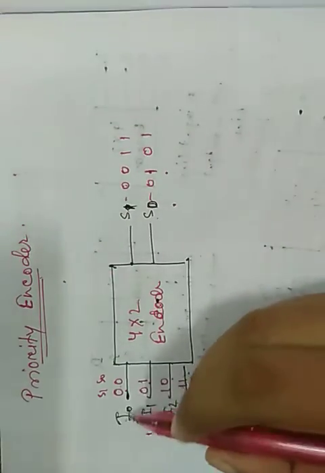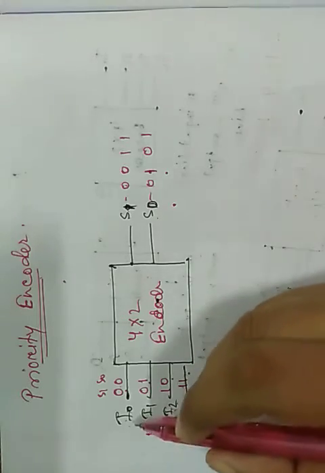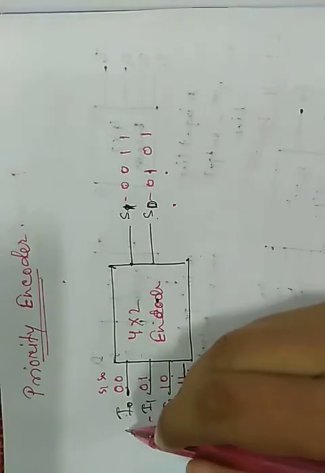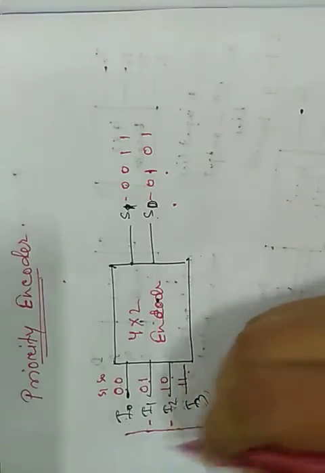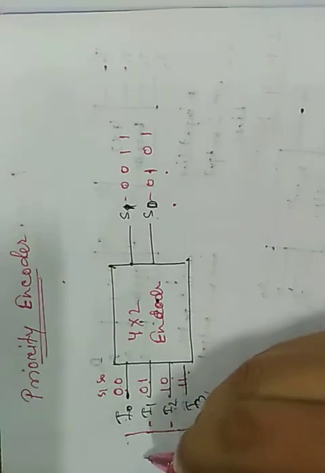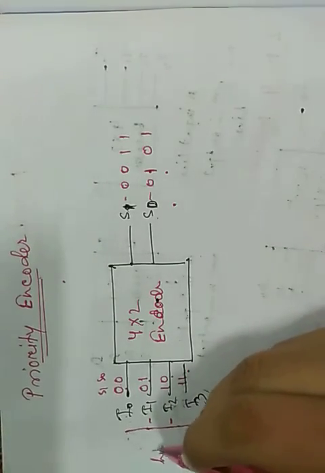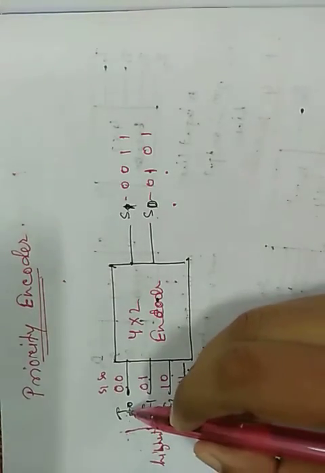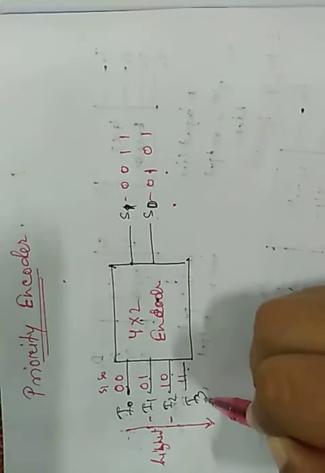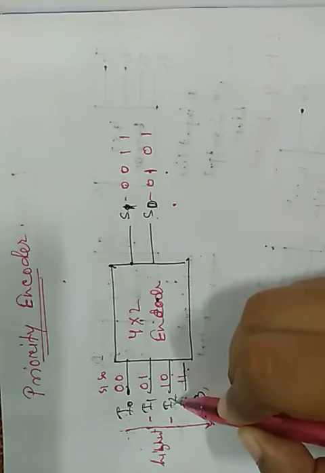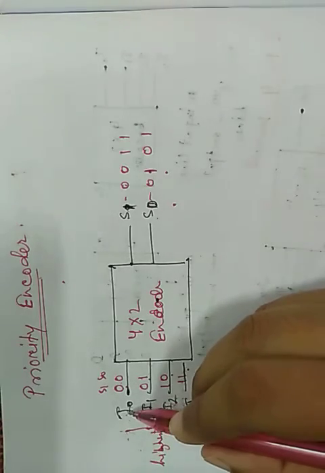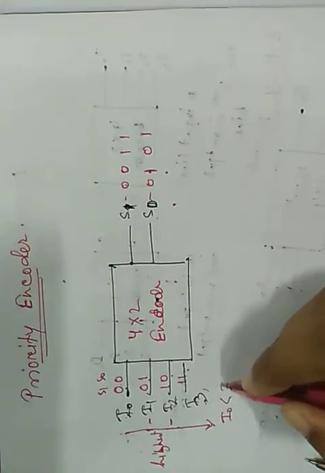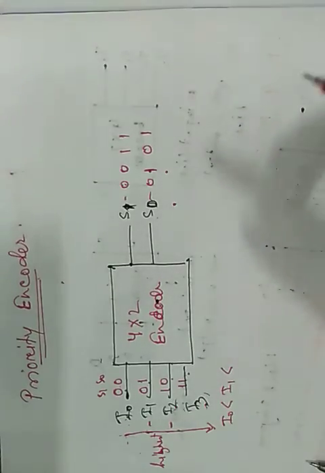In priority encoder, every input signal should be marked with a priority value, either from top to bottom or from bottom to top. That means from top to bottom, I3 is the highest priority, I2 is the next highest priority, I1 is the next highest priority, then I0 is the lowest priority. This is our priority sequence. That means I0 is less than I1. Any type of priority can be assigned.